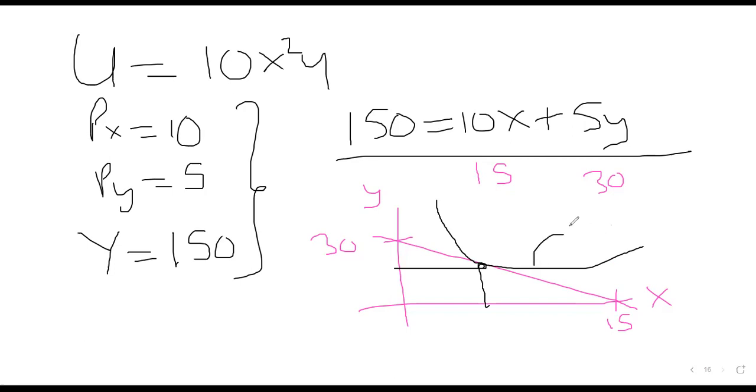So this is our utility function, 10x2y. So we want to find how many of y and x will maximize this equation. So we've done only the first part of our work. I love economics. All right.